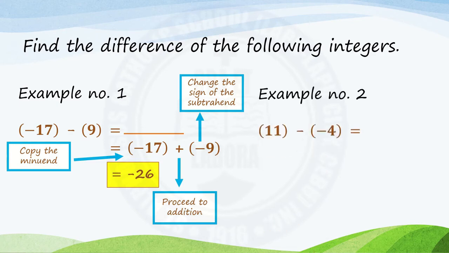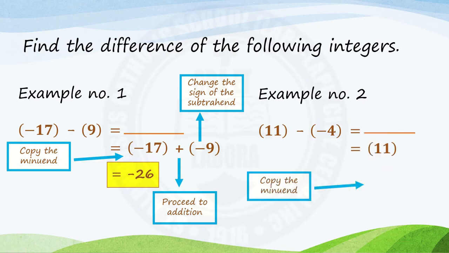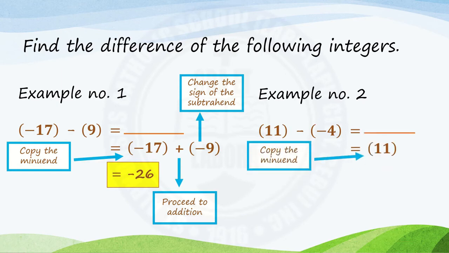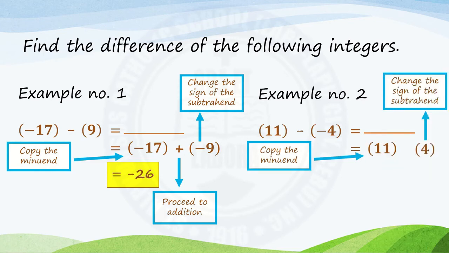Example number 2. 11 minus negative 4. Our minuend is 11. Our subtrahend is negative 4. Copy the minuend, which is 11. Change the sign of the subtrahend. From negative 4, change to positive 4. Rule number 3, proceed to addition. From subtraction to addition.